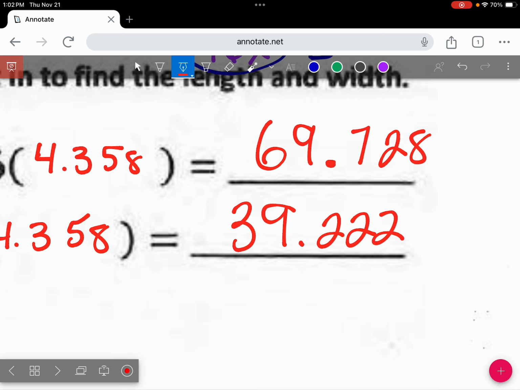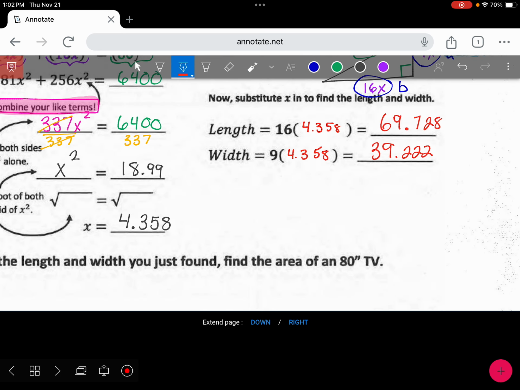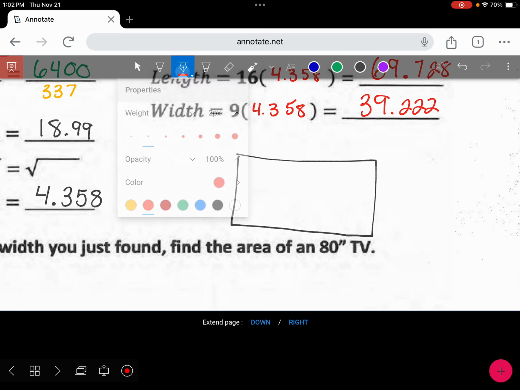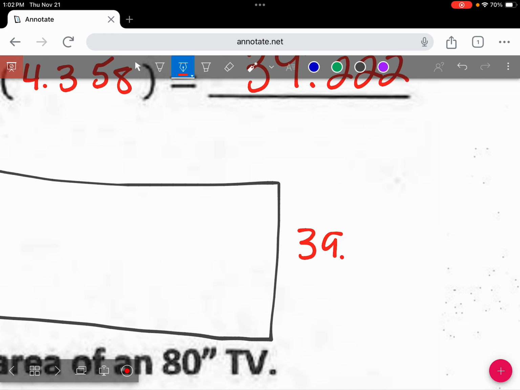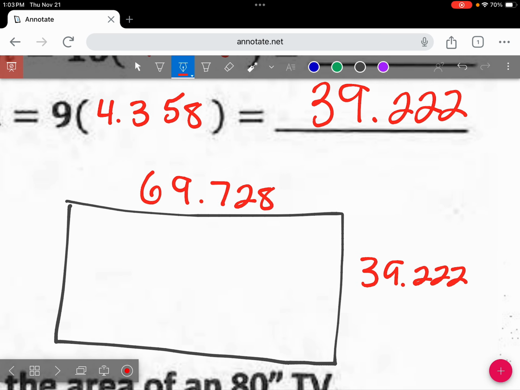So now we want the area of the TV. How do I find the area of a rectangle? Because we're looking at our whole TV now. I know that this side is our 39.222. I know that this side is our 69.728. How do I find my area? Multiply them. Length times width.